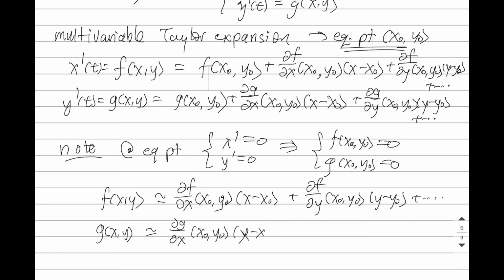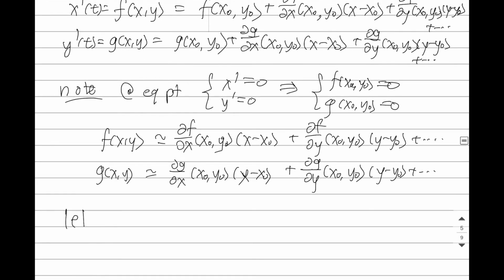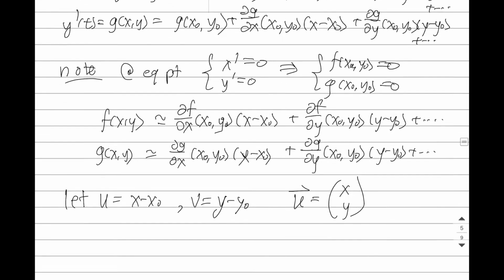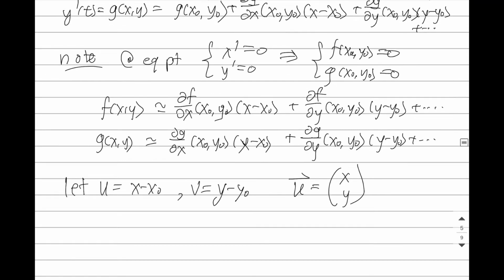Now, if we make another substitution for the interest of making it easy to write and easy to read, we get the following. We'll let u equal x minus x naught, and v equal y minus y naught. We'll have our vector now, and we'll be able to take our vector and write it as x and y. We'll be able to rewrite this system and effectively shift the center of this expansion from the equilibrium point to 0, 0.